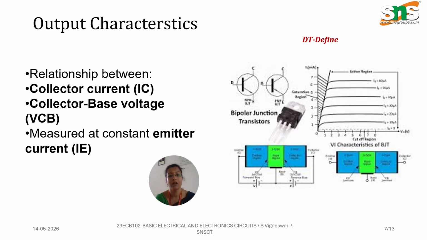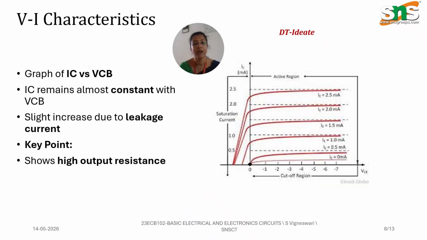Output characteristics. Here, the collector current is IC and the collector base voltage is VCB. So we are going to see the relation between IC and VCB. When we increase the collector base voltage, the collector current remains almost constant. This is because the collector current mainly depends upon the emitter current and not much on the collector voltage. Only a slight increase occurs due to the leakage current. IC is almost constant with VCB, the collector to base voltage, with a slight increase due to the leakage current. It also has high output resistance.